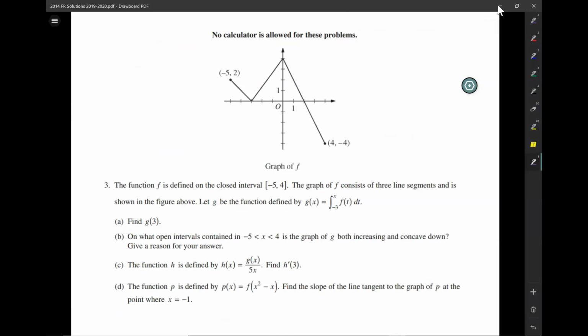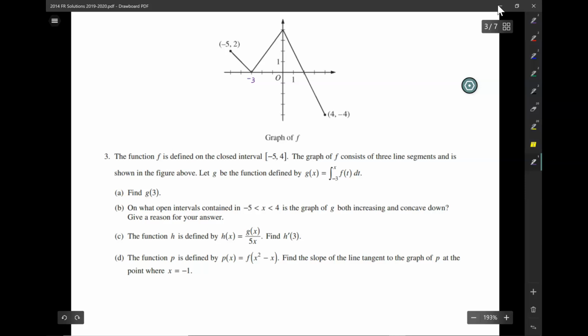Okay. Function f is defined on the closed interval -5 to 4. The graph of f consists of 3 line segments. G is defined by this. So G is the area from -3 to x. And -3 is here, just to get a point of reference.